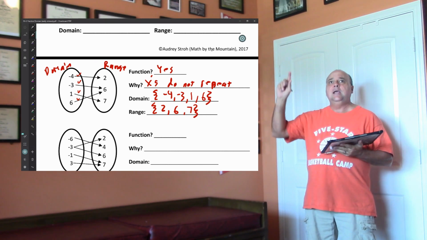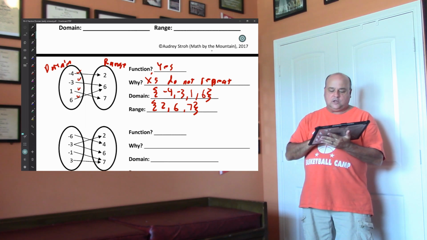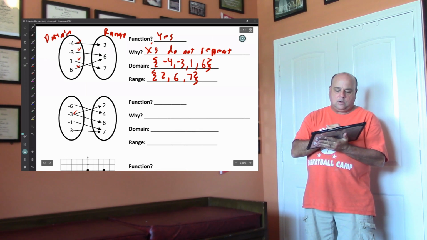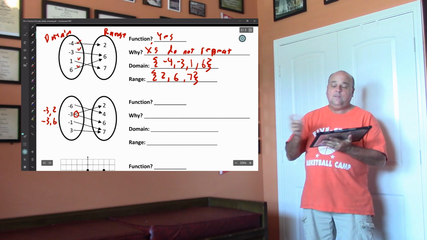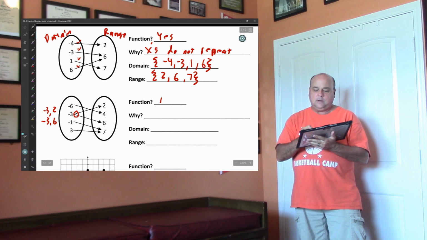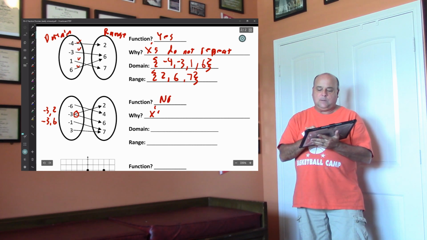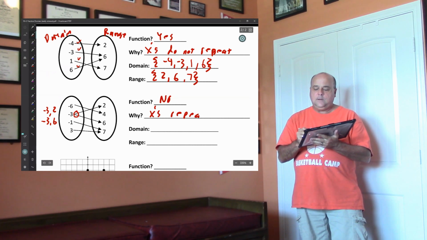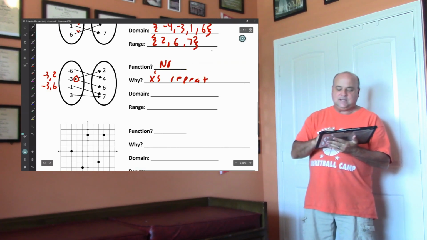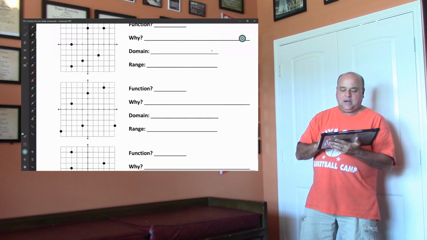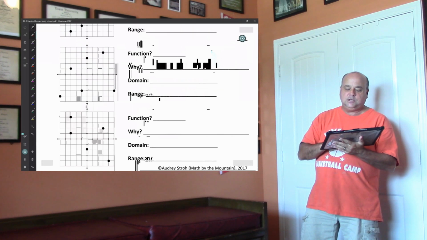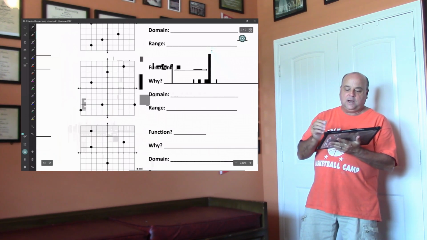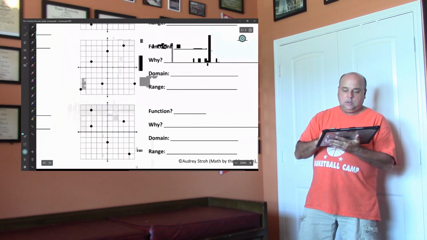Piece of cake. If this arrow comes away twice, like on this one right here, the -3 would go to the 2, and the -3 would go to the 6. This one would not be a function, would it? Because the x's repeat. Okay, piece of cake here. You do the same thing for these. Just write down the ordered pairs. Get your domain and range. I would write down the ordered pairs on the left. So let's just do it.